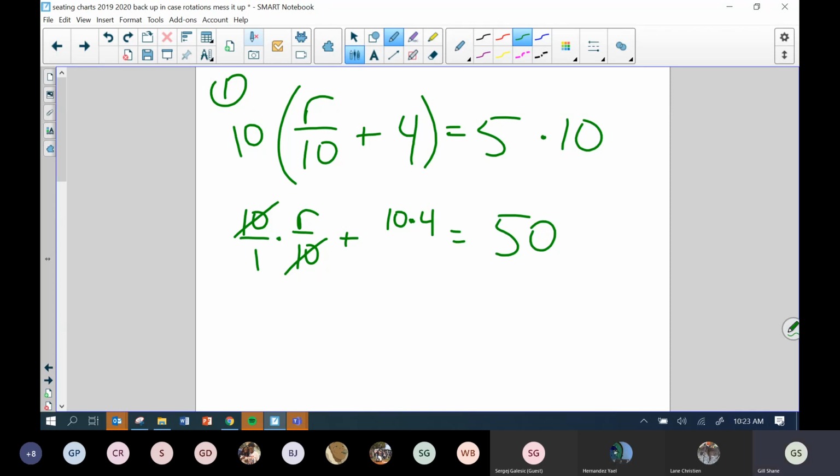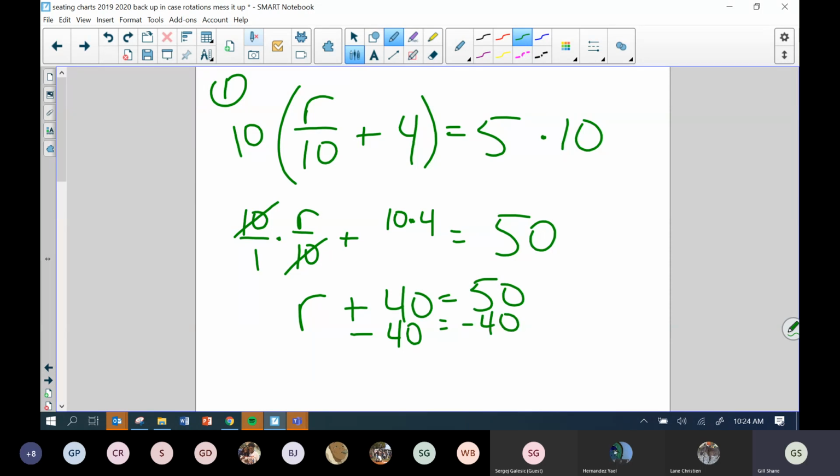So this becomes r plus 40 equals 50. You could probably solve it. You know what r equals already just by looking at the numbers. But the mathematical way you solve it is we need to get rid of the 40 because we want to get r all by itself.